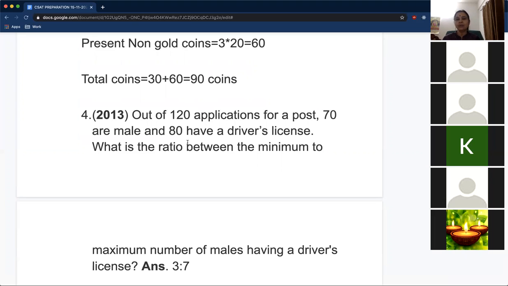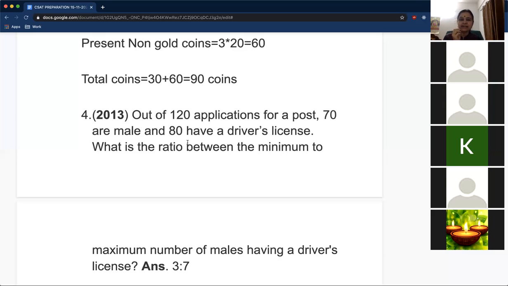right? Now, what is the possibility that the ratio between the minimum possible males having a driver's license to the maximum number of males having a driver's license? Can anybody answer this? Can anybody explain?